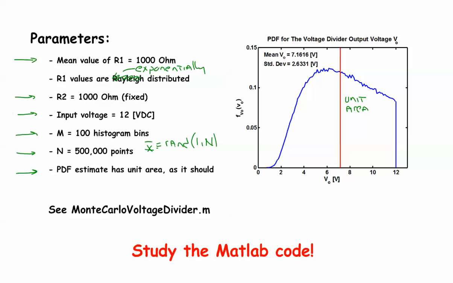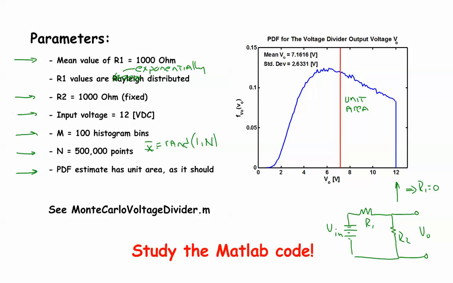Okay, all right. You'll notice that my PDF drops off real hard at 12 volts. Remember, my circuit looks something like this. This is R1, this is R2, this is my output voltage, and this is my input voltage. When R1 is 0, my output voltage is exactly 12 volts.